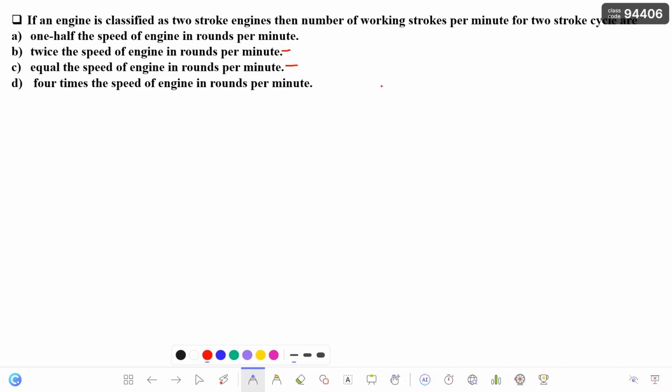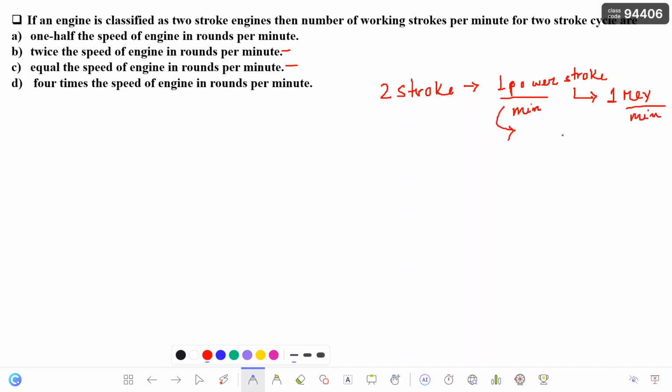So what happens in a two-stroke, as I covered? In a two-stroke, there is one power stroke, or let us say one working stroke, in each revolution of the crank. So if we convert that into per minute, because we are talking about speed, that is how one power stroke per revolution is equal to the speed of the engine in rounds per minute, which is C.